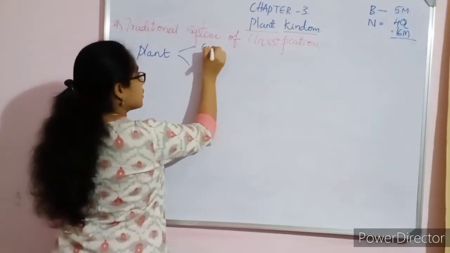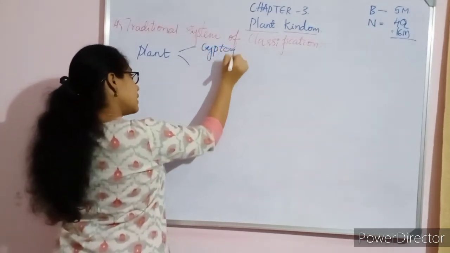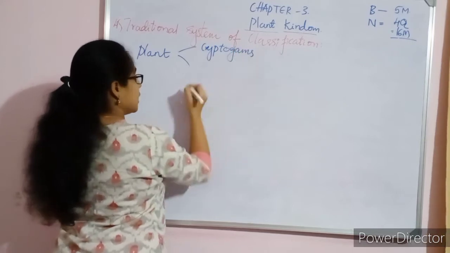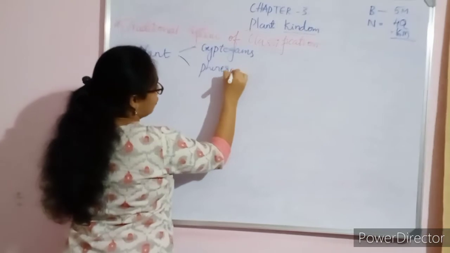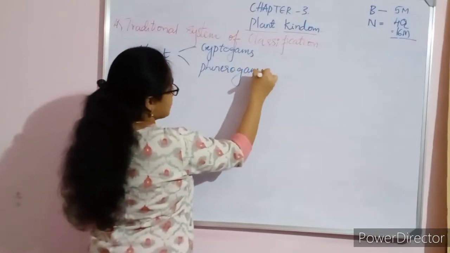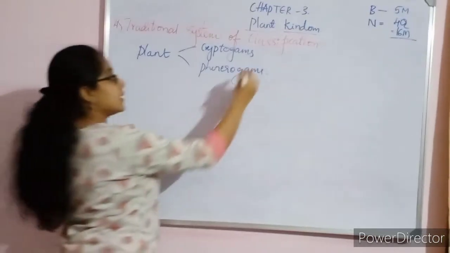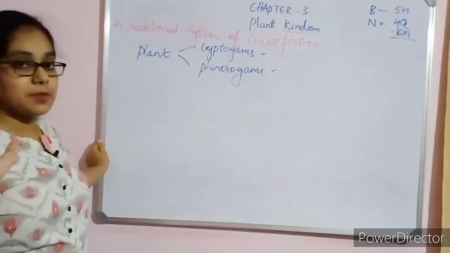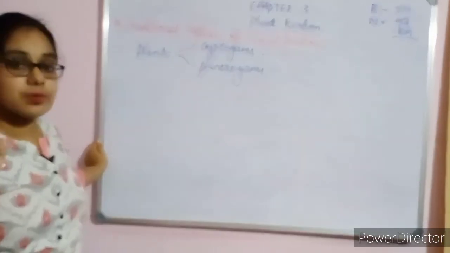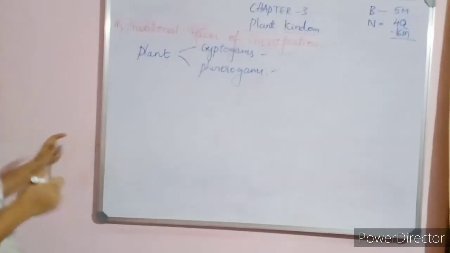One is cryptogams, another one is phanerogams. So plants were divided into two groups, cryptogams and phanerogams. So you have to remember this point in case of traditional system of classification.